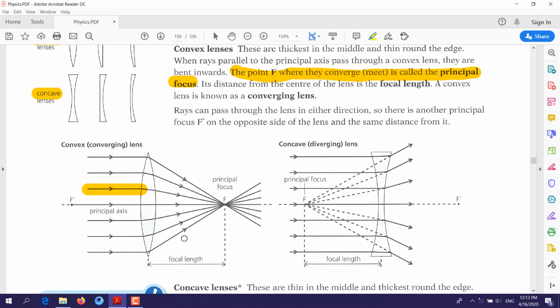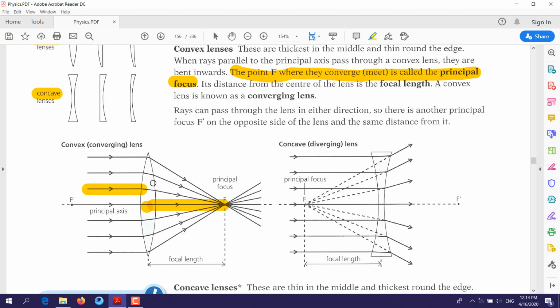Now, the distance from the principal focus, from point F, to the center of the lens, we call it the focal length.